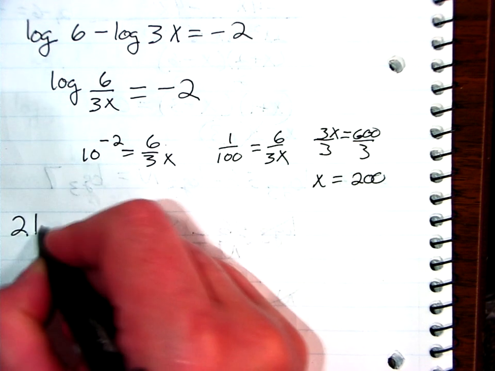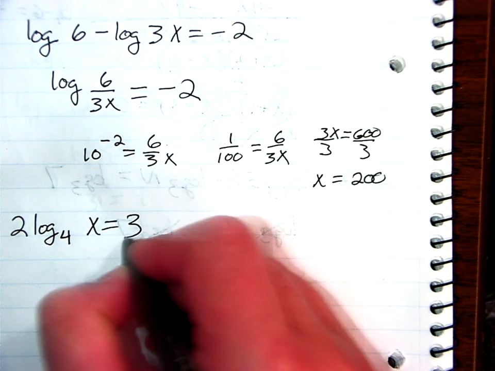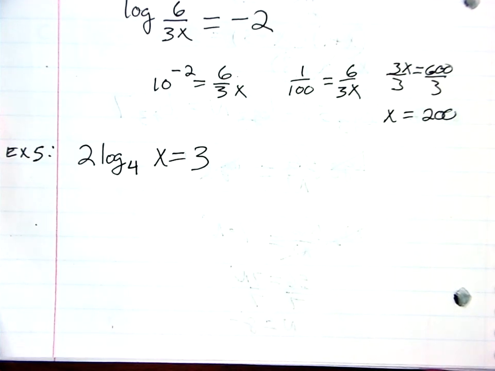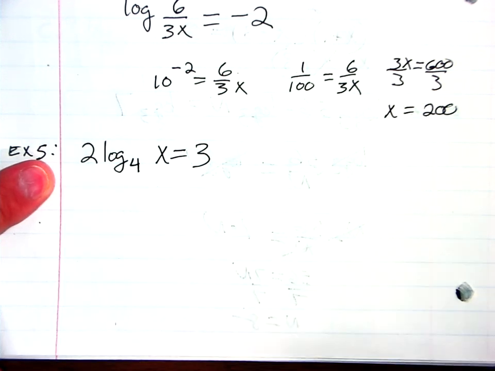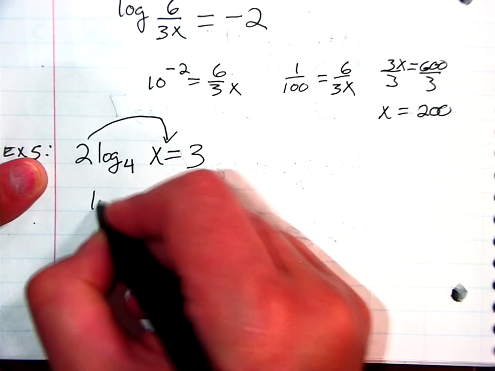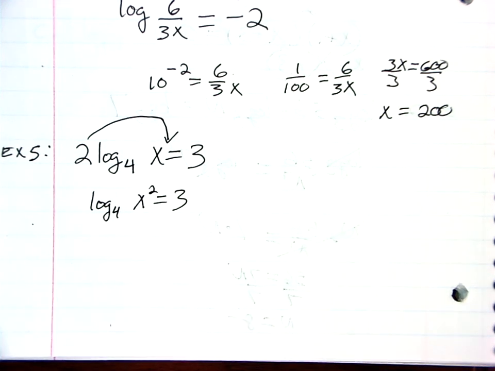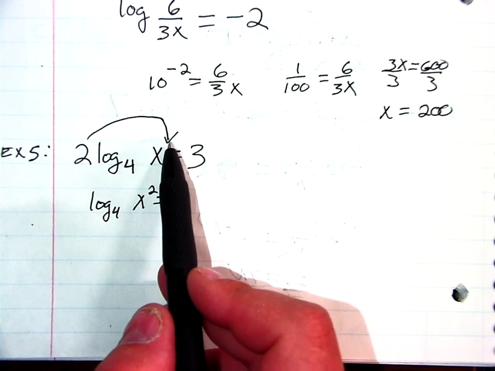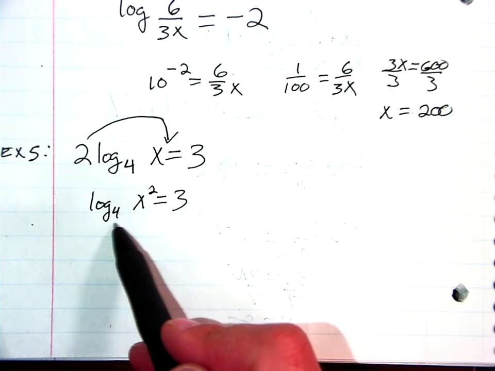Last problem. 2 log base 4 of x equals 3. The power product property says that I can take that 2 and move it to where? The exponent, I can move it to right there, so I'm going to do so. So log base 4 of x squared equals 3. So all I did is I moved it from in front to an exponent. So now, how many logs do I have? 1 with a base of 4.